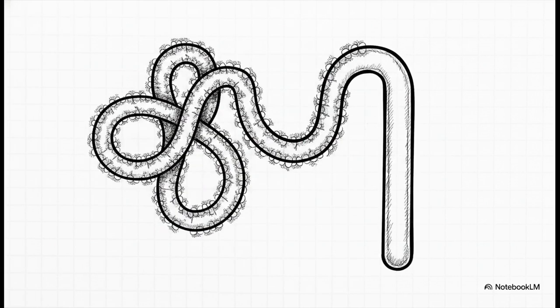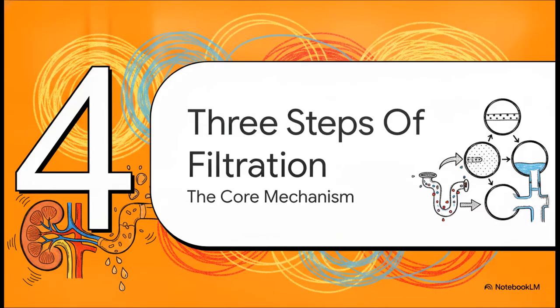Once the fluid is essentially squeezed out of that high-pressure cup, it enters the second main structure, the tubular part. This is a highly coiled tube extending all the way from the Bowman's capsule and eventually ending in a collecting duct. But here's the brilliant part. This tube is closely surrounded by a complex network of blood capillaries. This physical setup, a tube full of potential waste surrounded by a net of blood vessels, is the perfect stage for the incredible journey of filtration. Let's see how that works in section 4, the 3 steps of filtration.